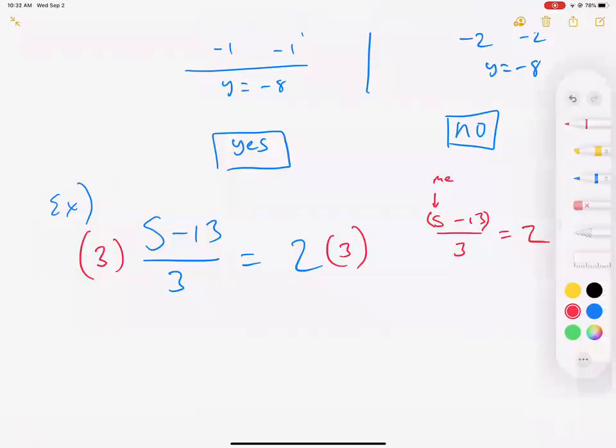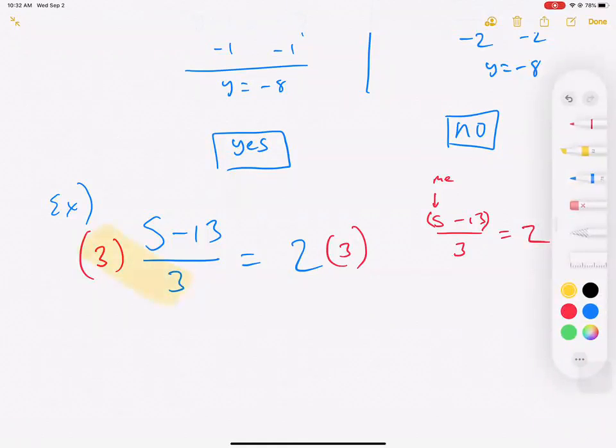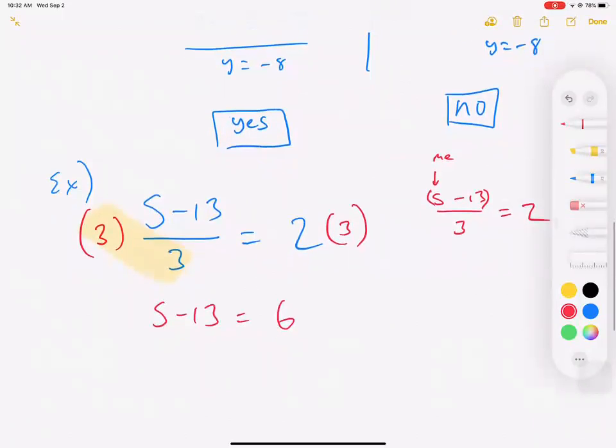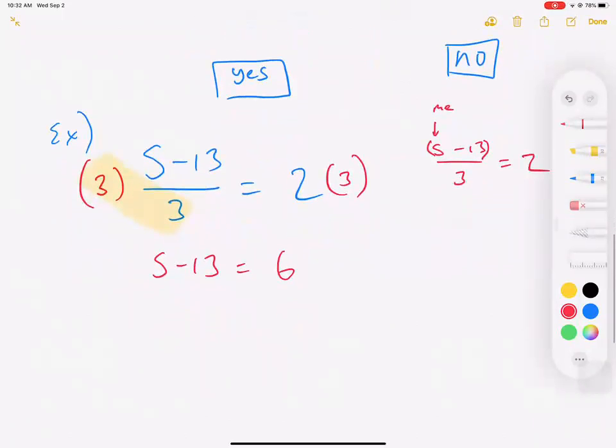What is 3 divided by 3? Since they're opposite operations, they cancel out. This becomes s minus 13 is equal to 6. Now the opposite of subtraction is addition, adding 13 to both sides. We're left with s is equal to 19.